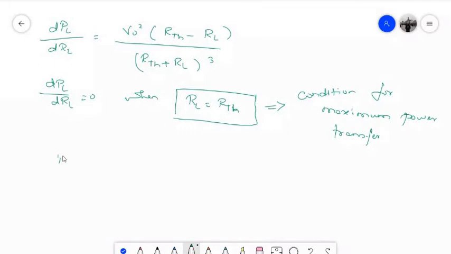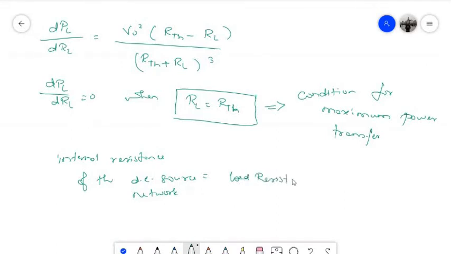So that is the internal resistance of the DC source network, which is RTH. So when this is equal to the load resistance, maximum power will be actually transferred from the source to the load.